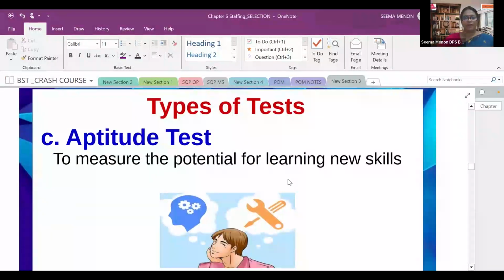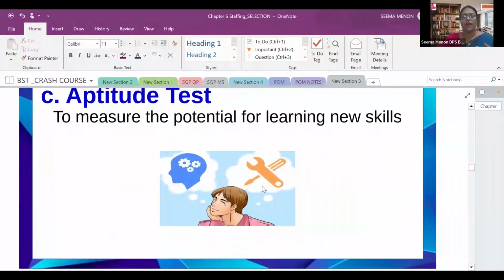Next one in the types of tests is the third one, aptitude test. Whether the person will be able to learn something new or not, to measure the potential of learning new skills. Suppose an accountant has learned BCom at their college level. But after joining an organization, how much will they be able to do that particular job? There they may be getting some computer training, etc. So whether they will be able to do that or not. That is what the aptitude test is for: learning new skills.